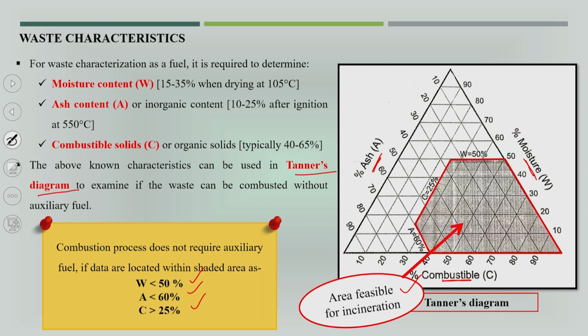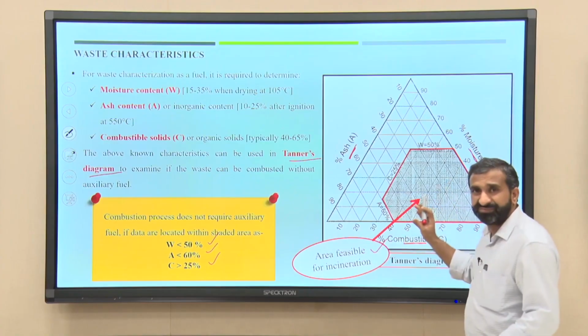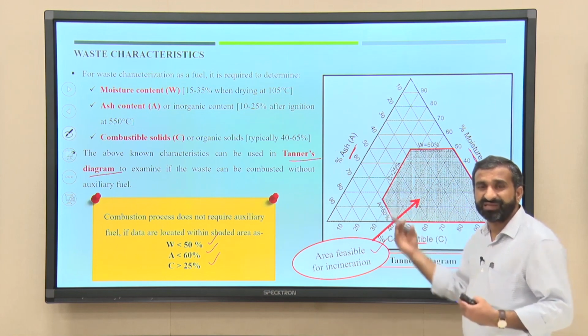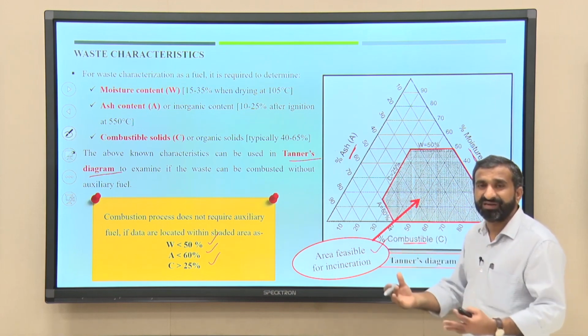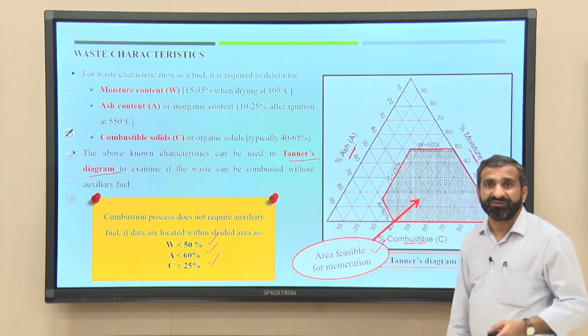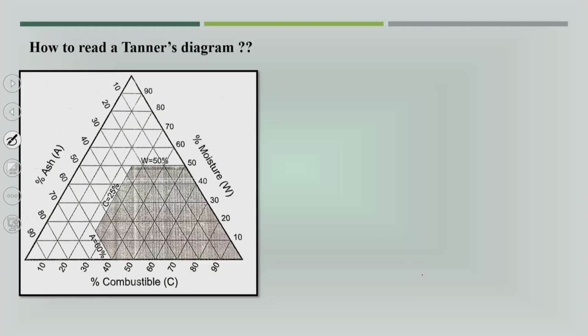Suppose some data is given. How do we prepare the Tanner diagram, and based on the Tanner diagram, how can we see whether a particular kind of waste requires auxiliary fuel or whether it will not be feasible for the incineration process? So, how to read a Tanner diagram? Consider that one point is given in the Tanner diagram. How do we read that?